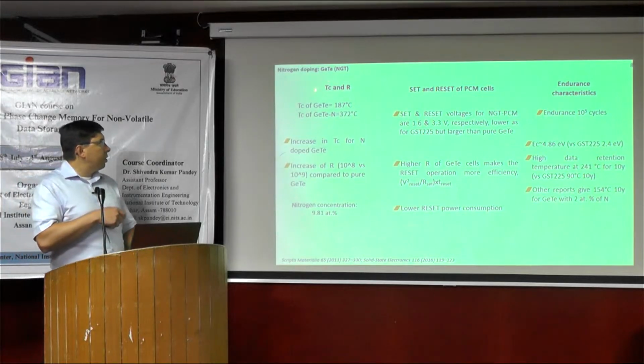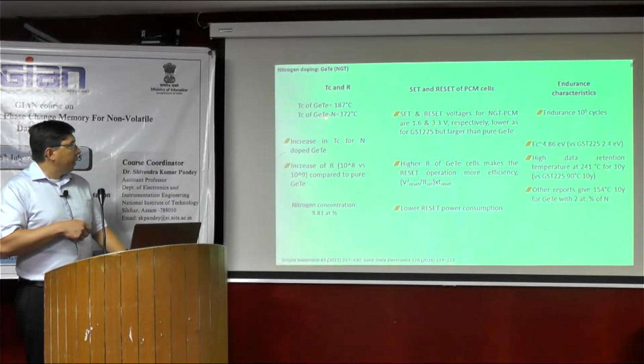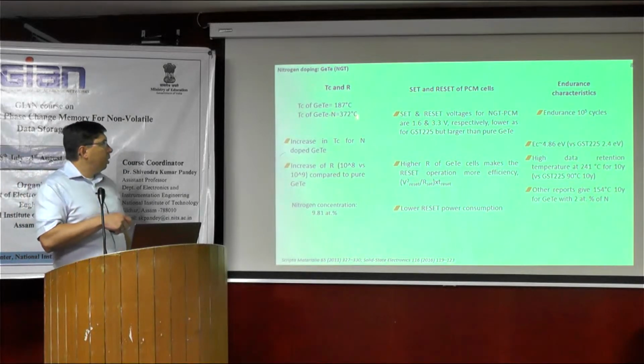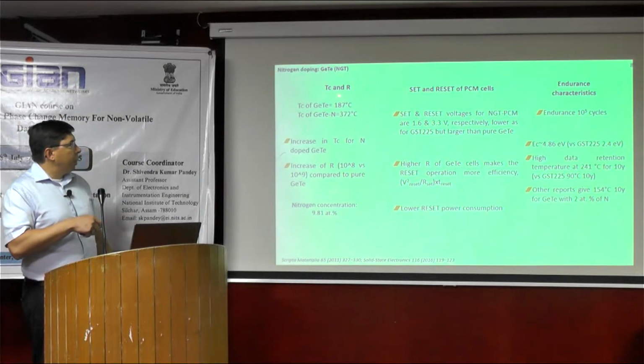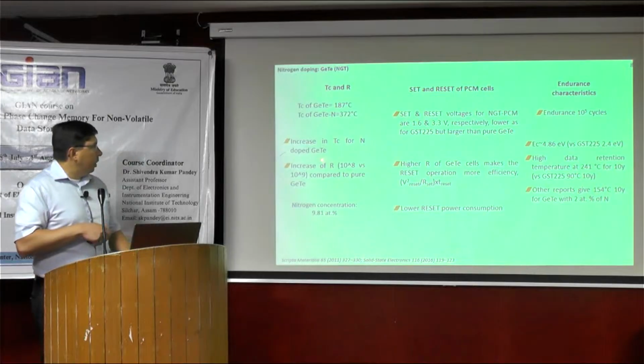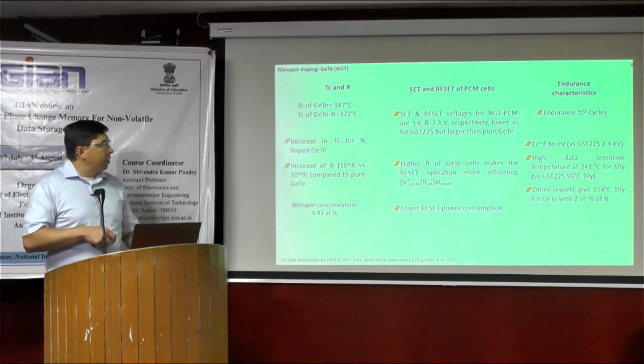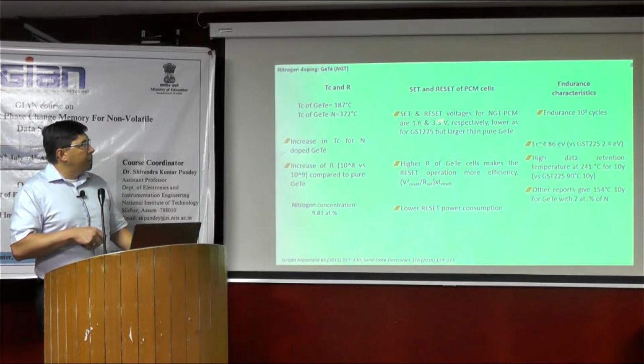It also increases Tc, the crystallization temperature, and also resistance. So the increase of Tc is also very huge, almost 90 degrees C. This is for pure, this is for nitrogen doped. And also the increase of resistance is around 1 order of magnitude for this nitrogen concentration of around 10%.